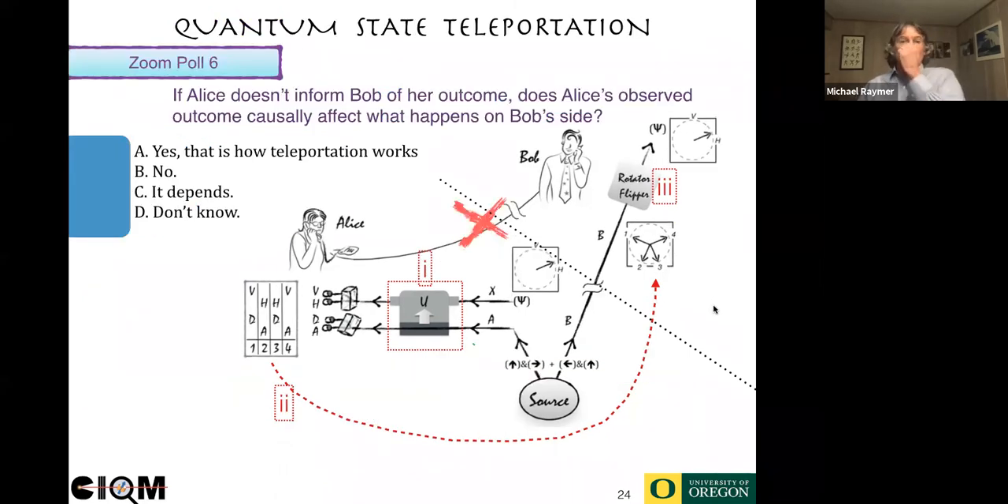Cool. Now, what happens if Alice does not make this phone call? The line is broken and she cannot make the phone call, but everything else is done the same. Okay, the question is, as stated, launch that poll.